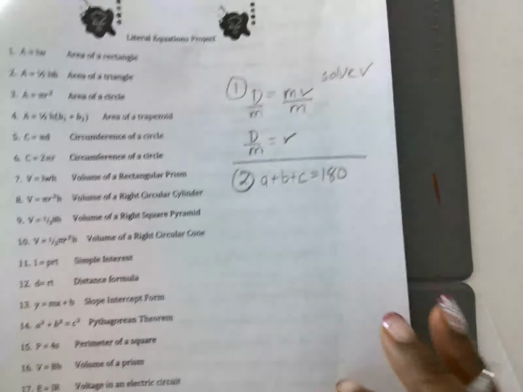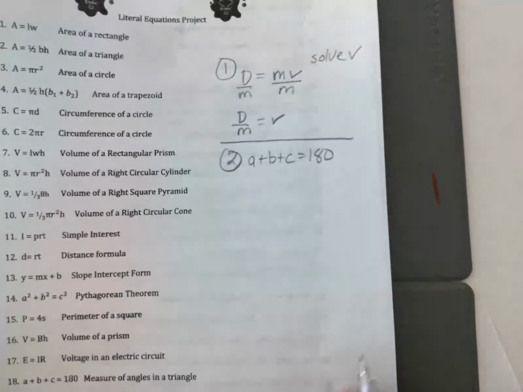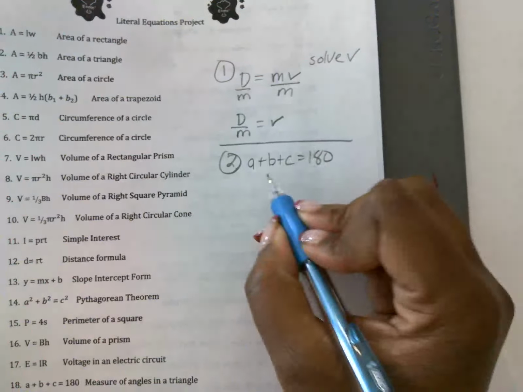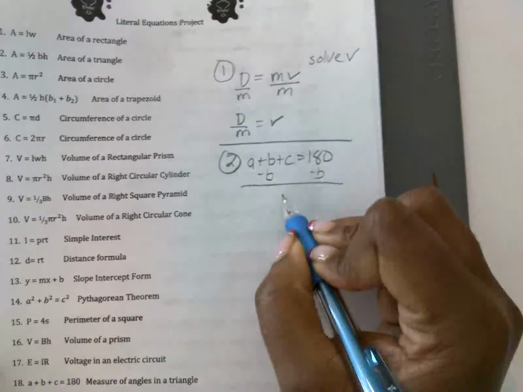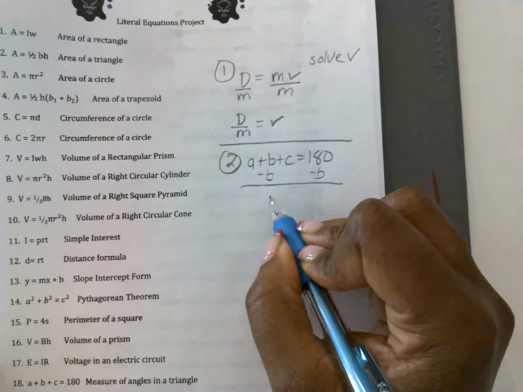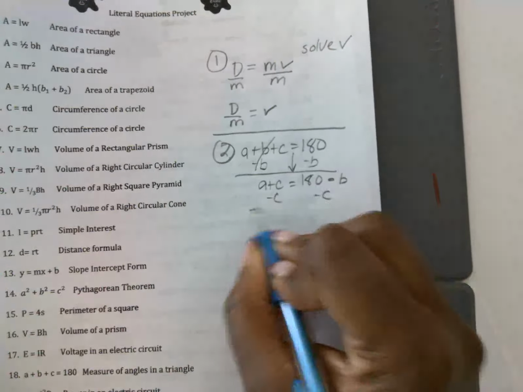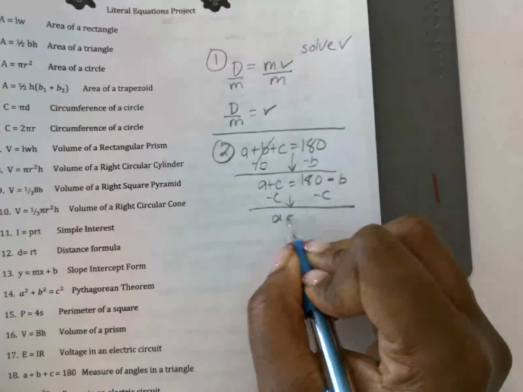Okay? So now I'm going to solve for A. How do I solve for A? I can minus B on both sides, right? So this gives me A plus C, because the B is gone, is equal to 180 minus B. Now how do I get A by itself? I minus C. So now this is going to be A is equal to what?